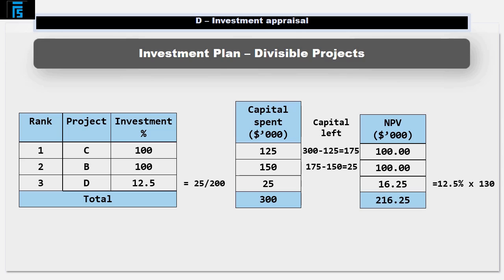This means, therefore, that the highest NPV we can generate if we have a capital constraint of $300,000 is $216,250. This is the total of the NPV column. In summary, if the projects are divisible, then we'd want to do 100% of Project C, 100% of Project B, and 12.5% of Project D.